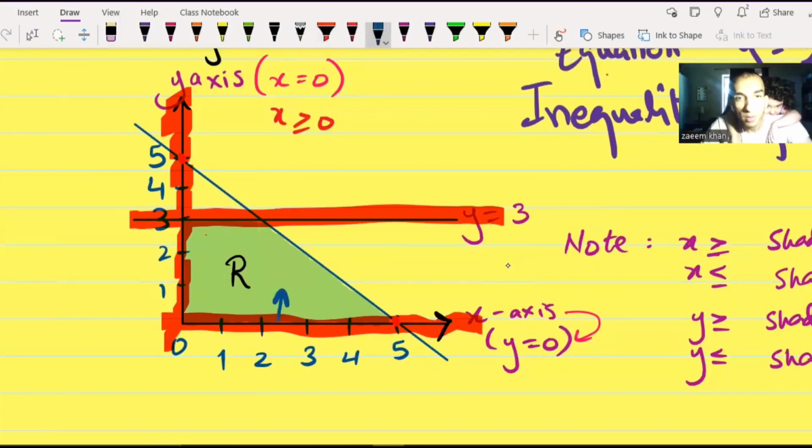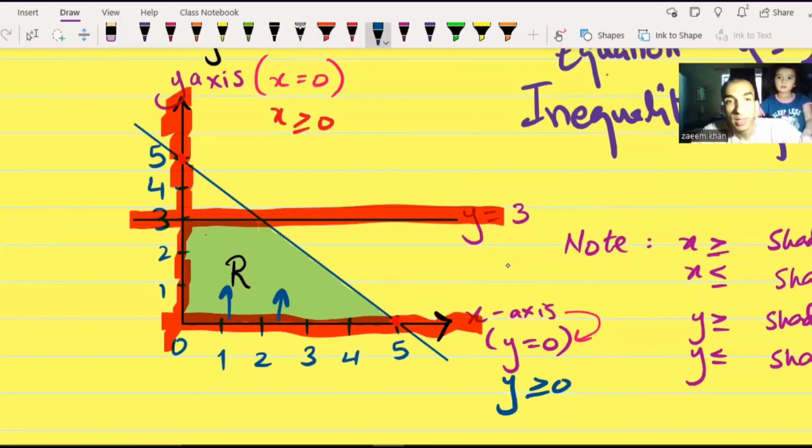One, obviously the region R, the green region, is above this line. So if this equation is y is equal to 0, and I'm supposed to stay above this line, are the values of y greater or less than 0? Greater. Perfect. Y is greater than or equal to 0.